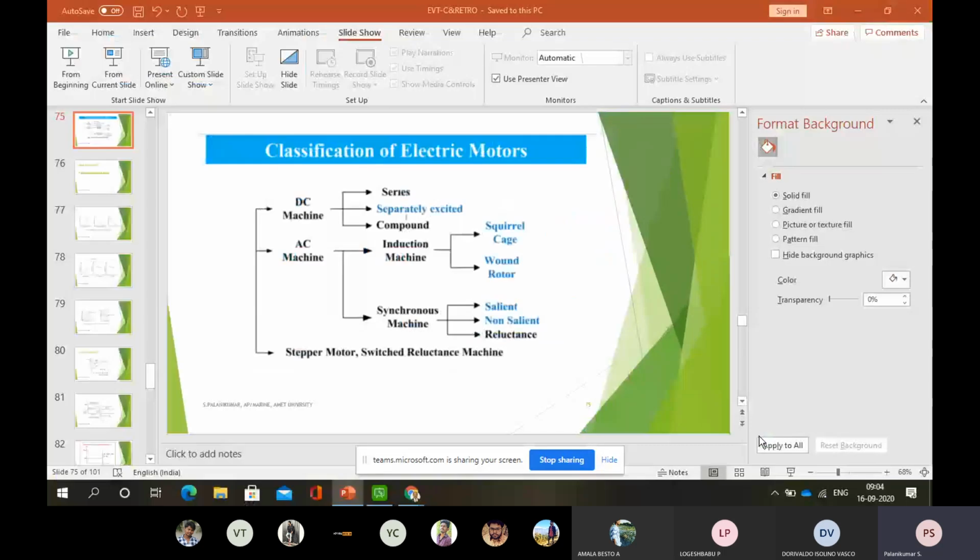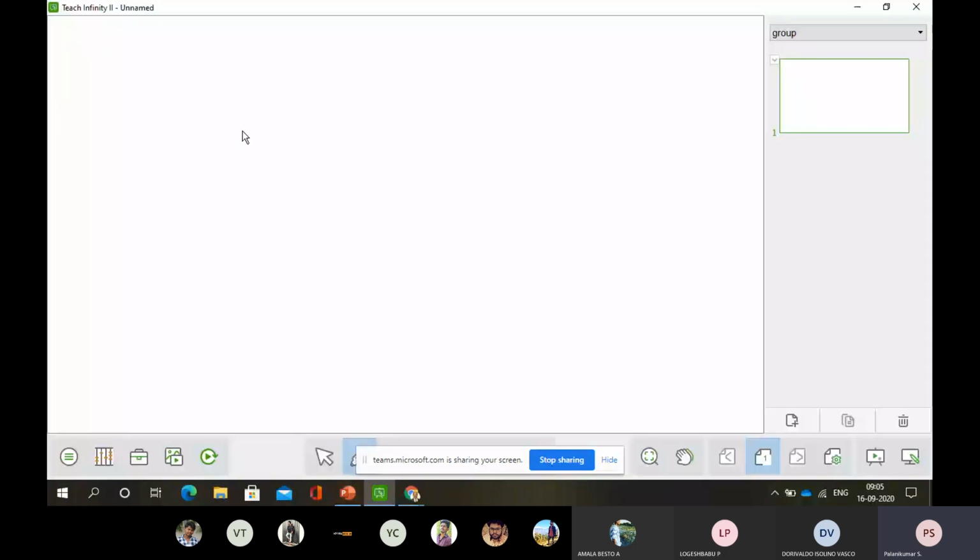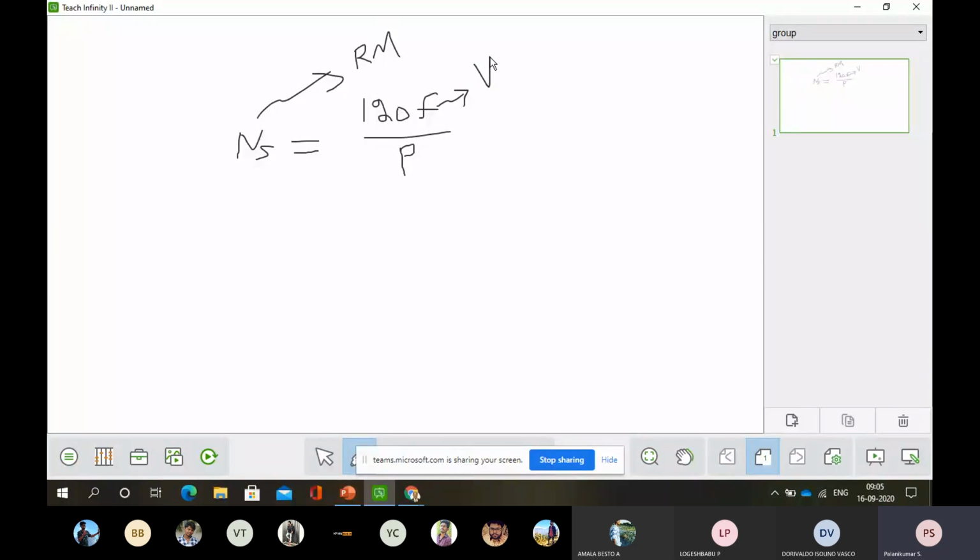Say, for example, I want to calculate Ns, that is the synchronous speed, the speed at which the rotating magnetic field rotates in the stator. The formula is Ns = 120f/P. Here f is the supply frequency, that is, the frequency of the applied voltage, and P is the number of poles, which is fixed. So by varying the frequency, I can vary the synchronous speed.